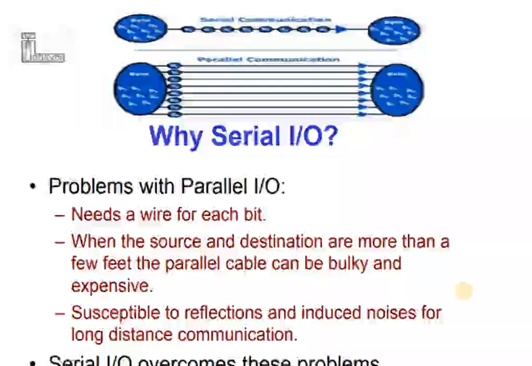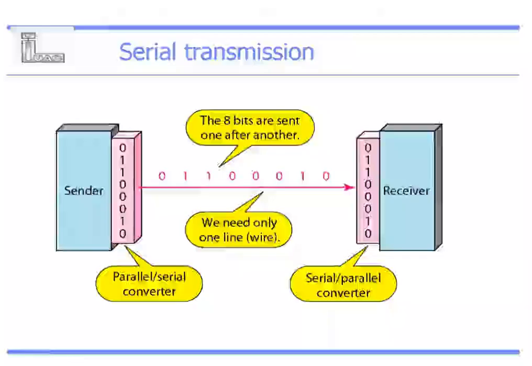So, when the source and the destination are more than a few feet apart, the parallel cables can be very bulky and also very expensive, and are very susceptible to reflections, and induced noises are a big problem for long distance communication in parallel buses. Therefore, the serial I/O comes as a rescue and overcomes these problems. This is how the serial communication looks like. You can look at the screen: parallel to serial converter, again serial to parallel conversion.